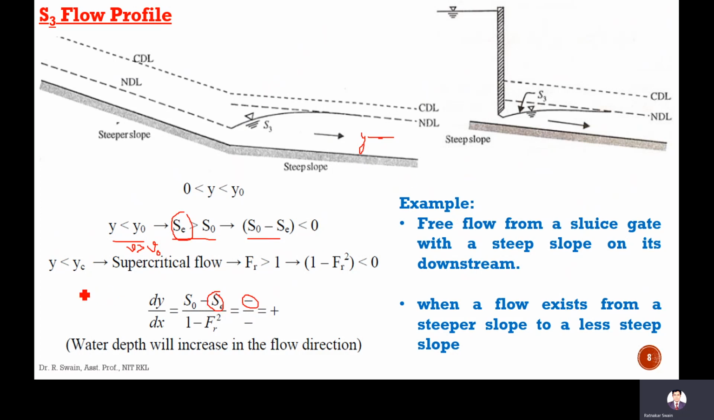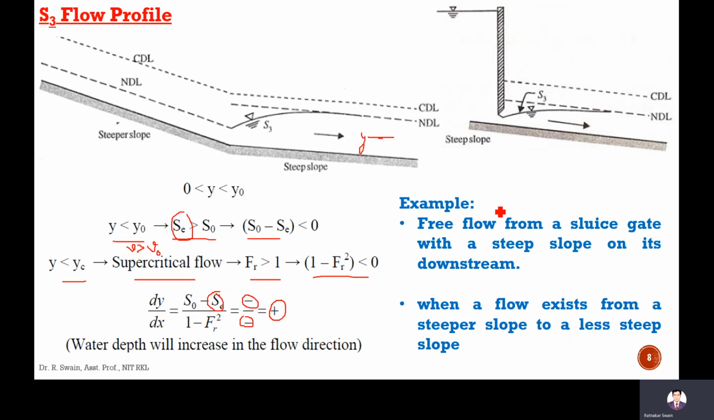And since y is less than YC, it is a supercritical flow, and this Fr is more than 1, so 1 minus F square is less than 0, so its denominator is a negative term, so negative divided by negative is a positive. It means that water depth will increase in the flow direction.